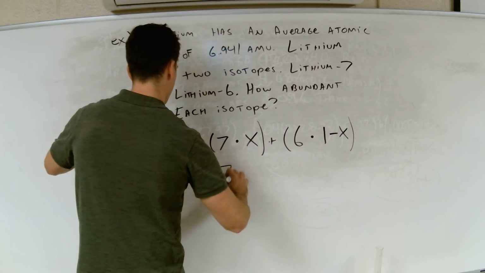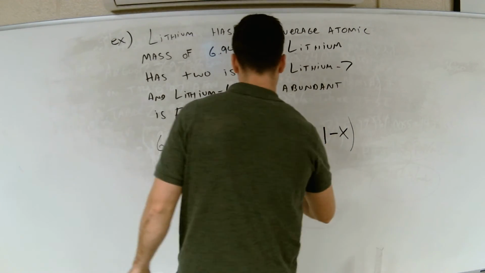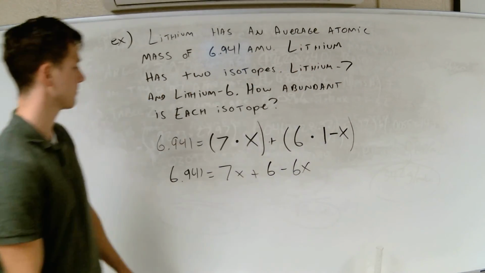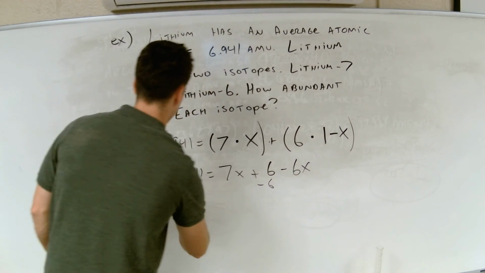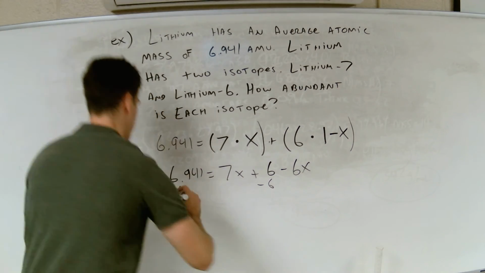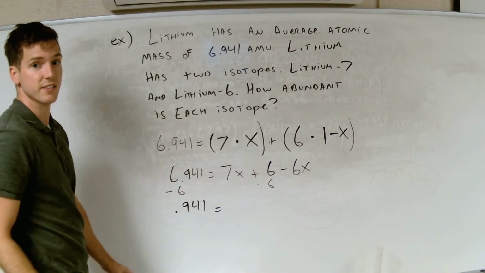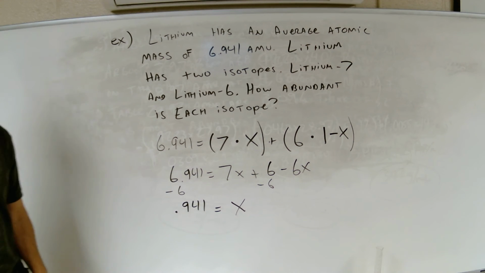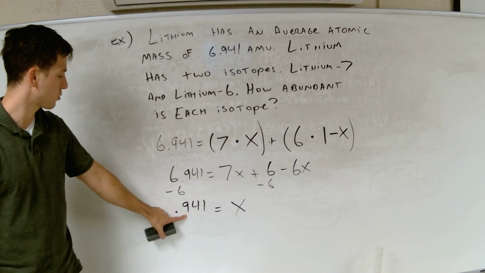6.941 equals 7x plus, distribute, 6 times 1 is 6. 6 times minus x is minus 6x. Okay, let's combine like terms. I'm going to minus 6 from both sides, so I'll get 0.941. 7x minus 6x equals x. Okay, so this is nice. All right, that means that x equals 0.941.